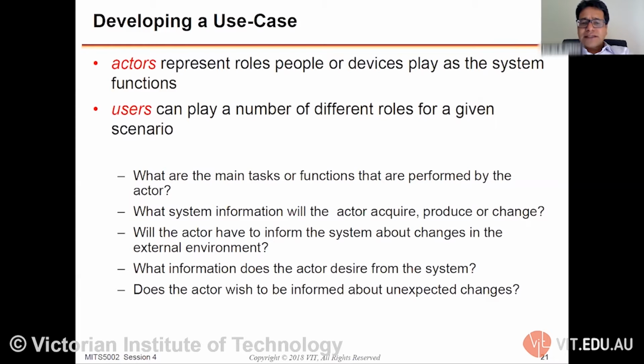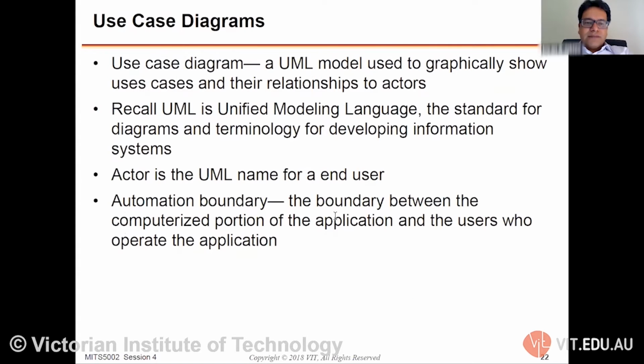So what are the main tasks or functions that are performed by the actor? You say that in a function, what are the different actors and what they can do and what they cannot do. Once you have system information, the answers to all of these questions, for example, what we just described earlier, then you can create a use case diagram. A use case diagram is a UML model, and it uses a graphical representation.